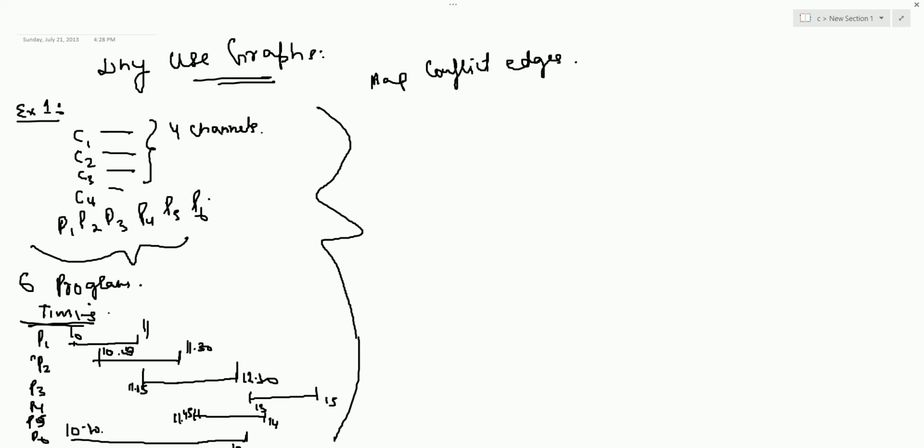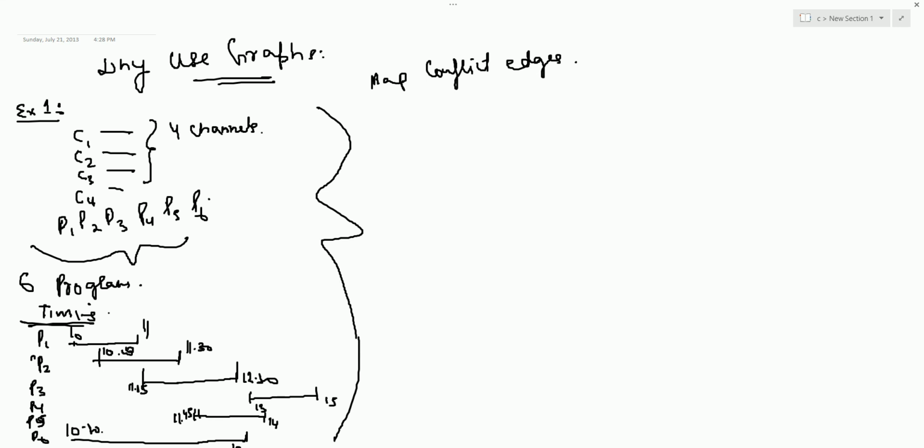Now this one and this one can run, because one finishes at 11 and the other starts at 11:15. So if you run this on channel 1 and this also on channel 1, no problem, because one finishes and the other starts. Now this one has a conflict with that one. This doesn't have a conflict with this: it finishes at 11:30 and the other starts at 11:45. And so on. So we map the conflict edges.